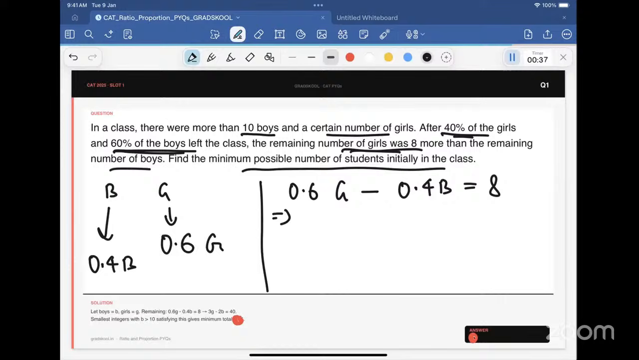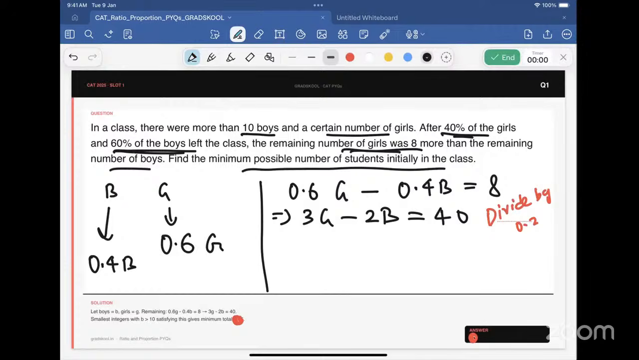Now we need to find the minimum possible number of students initially in the class. Now what to do here? I can do one thing. I can just divide this whole thing by 0.2. If I divide this by 0.2, I'll get 3 times G minus 2 times B equal to 40. Is this clear? I divided by 0.2. Basically, I cancel out all the points and cancel out all the common factors. So this is what I have: 3G minus 2B is 40.